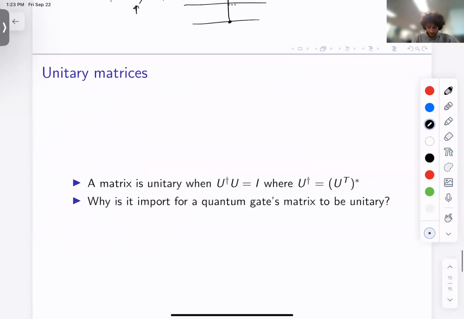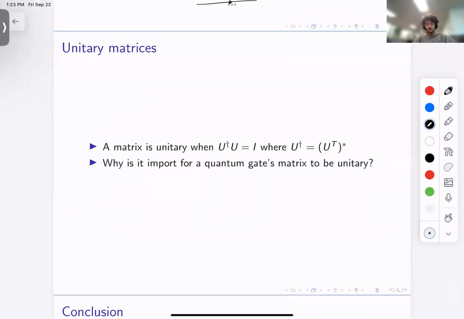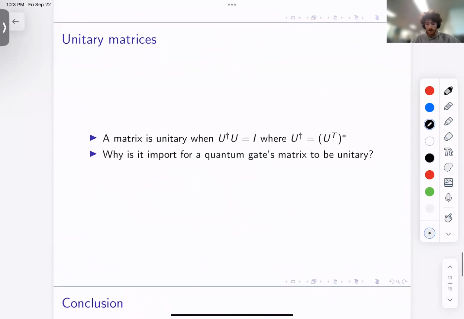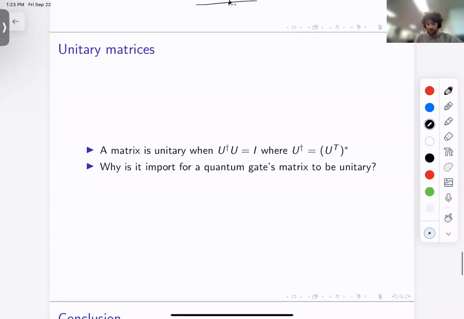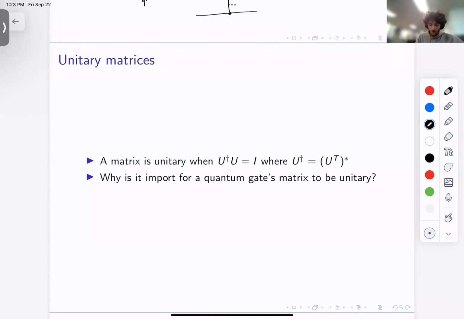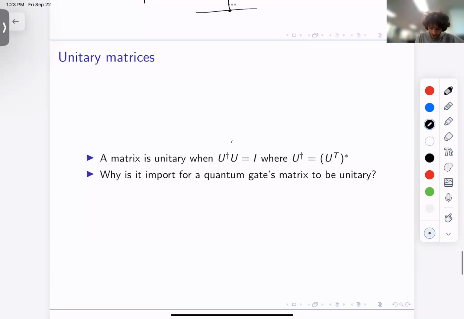And then this is kind of important. As I was saying before, if you took the inverse of X, the NOT gate, you would get X. And if you took the inverse of H, you would get H. And same with these other gates, the Y and Z gate. And this is important because, sorry, let me back up. The way that this works is we want to say that the matrix is unitary when you take, so this little dagger right here is the conjugate transpose.